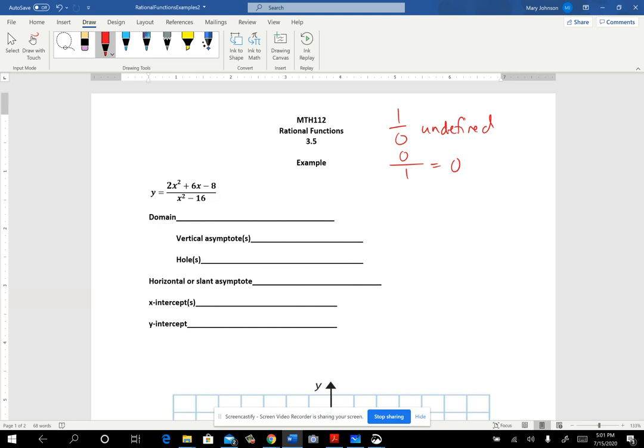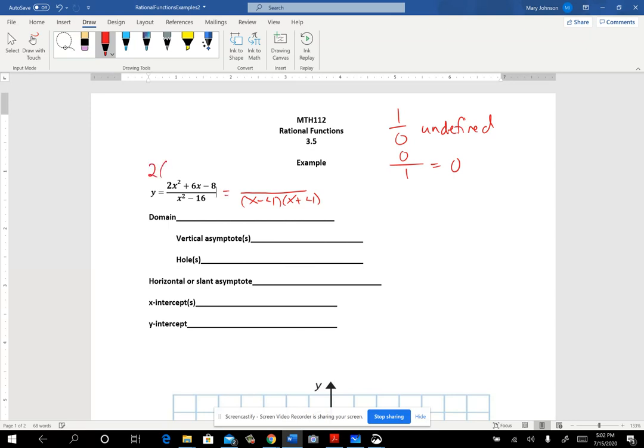Now, to determine the domain, I need to look at the denominator, the bottom part, and find out where that's undefined. So one thing that would really help me would be to get this polynomial factored, and I might as well factor both the top and the bottom. So I usually go ahead and get this into factored form. I can see the denominator pretty easily because that's just a difference of squares. So it's x minus 4, x plus 4.